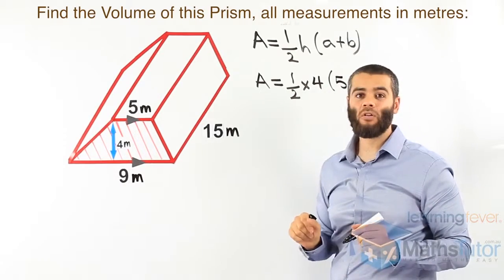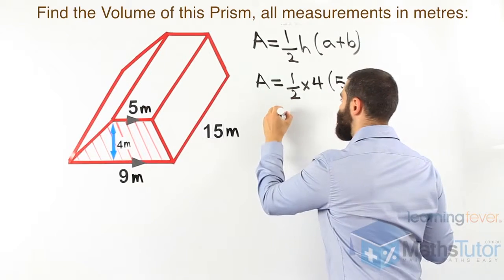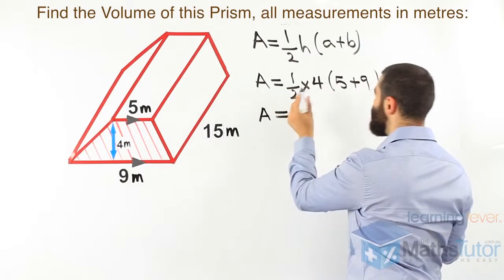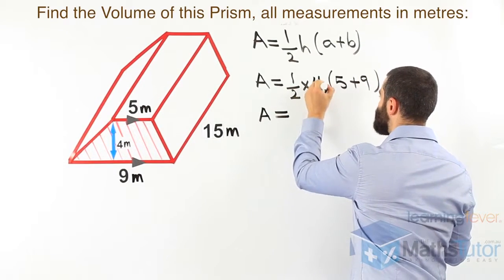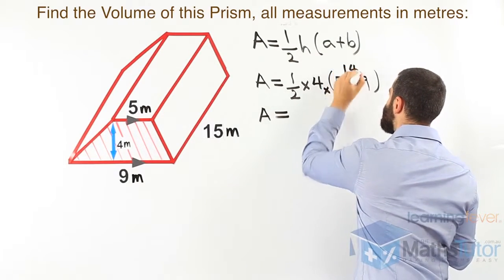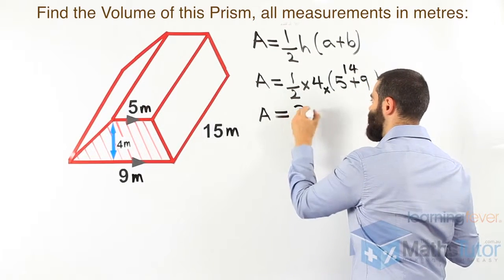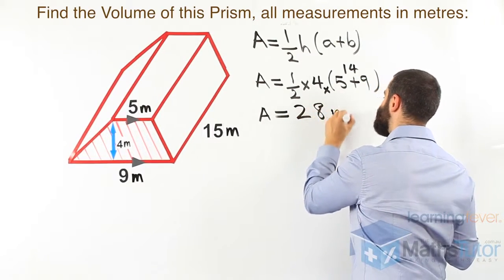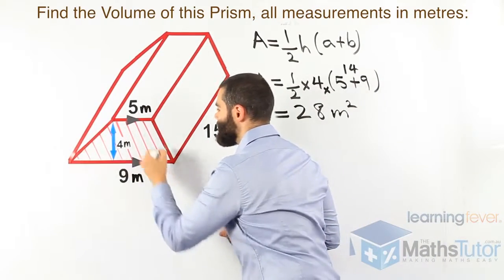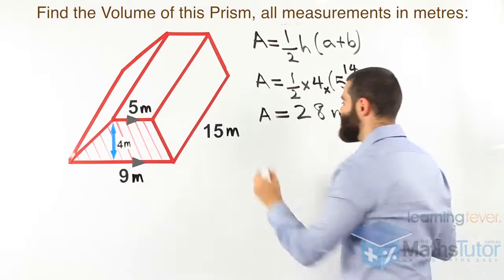We have now completed the substitution of the formula. Now we can work out the area of the cross section, the area of the trapezium. Half times 4, we know there's a little times there. 5 plus 9, we know is 14. Times it by 4, times it by half. You're going to get the area of 28 square meters. So this area here is 28. Now we can work out the volume easily.